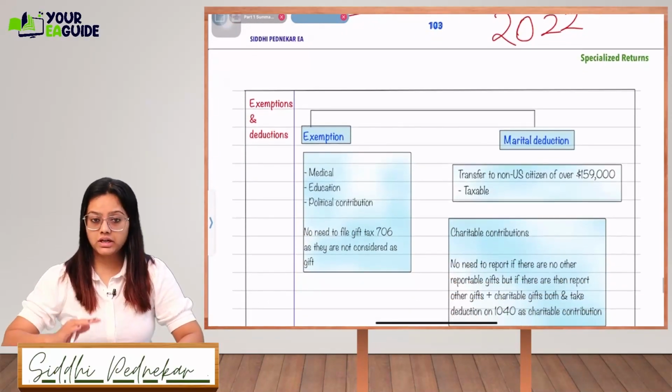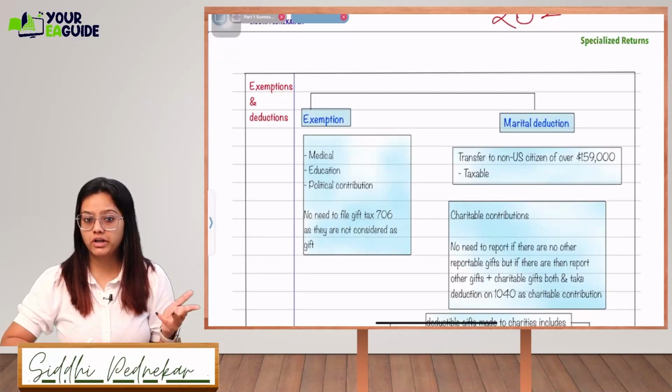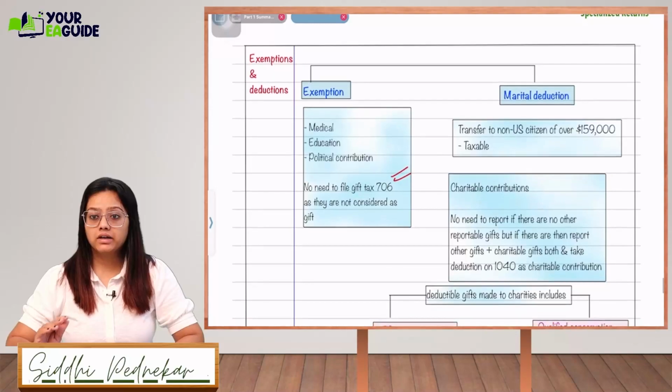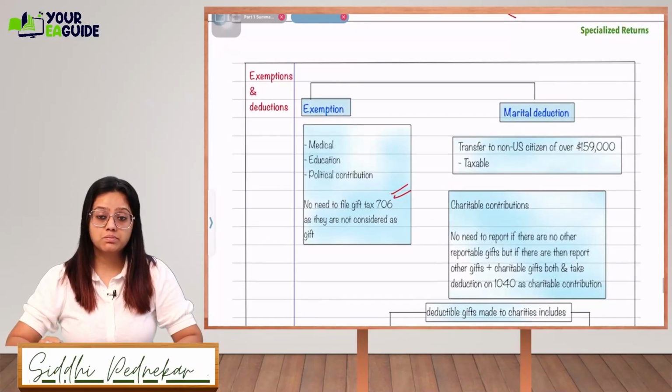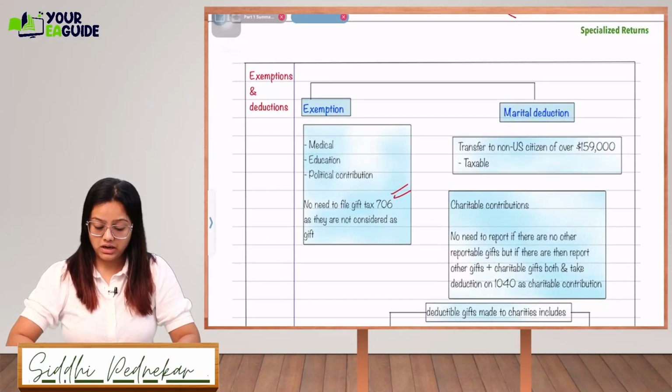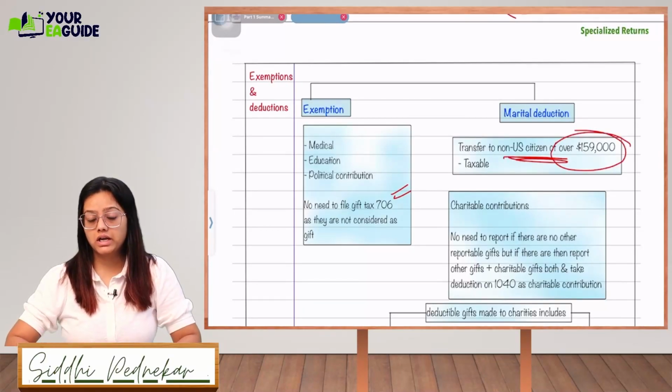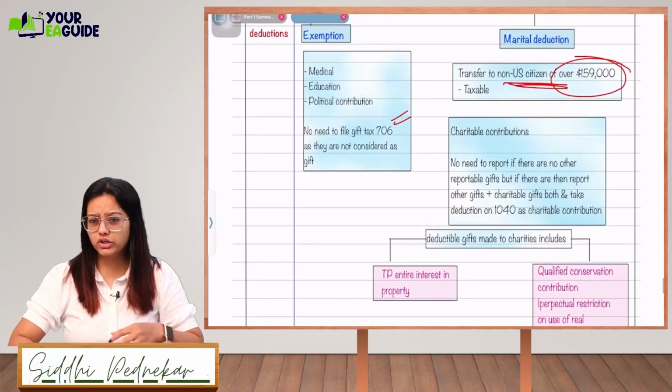Okay, exemptions and reductions. What was the exemption? Medical, education, political contribution. No need to file a gift tax return. Okay, marital deduction will be allowed, but if the spouse is a non-US citizen, and the gift is given above 159,000, then it is taxable. Okay, no need to remember the limit.